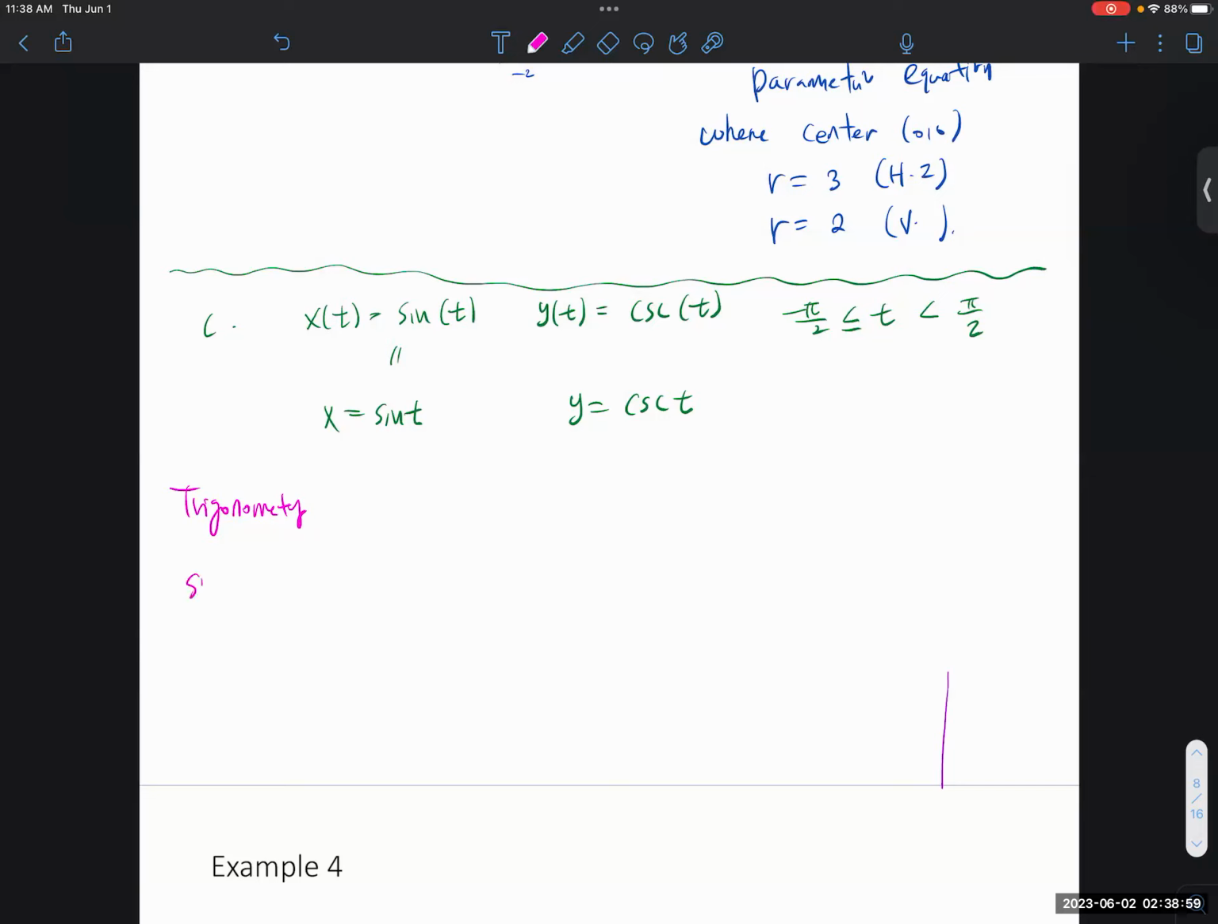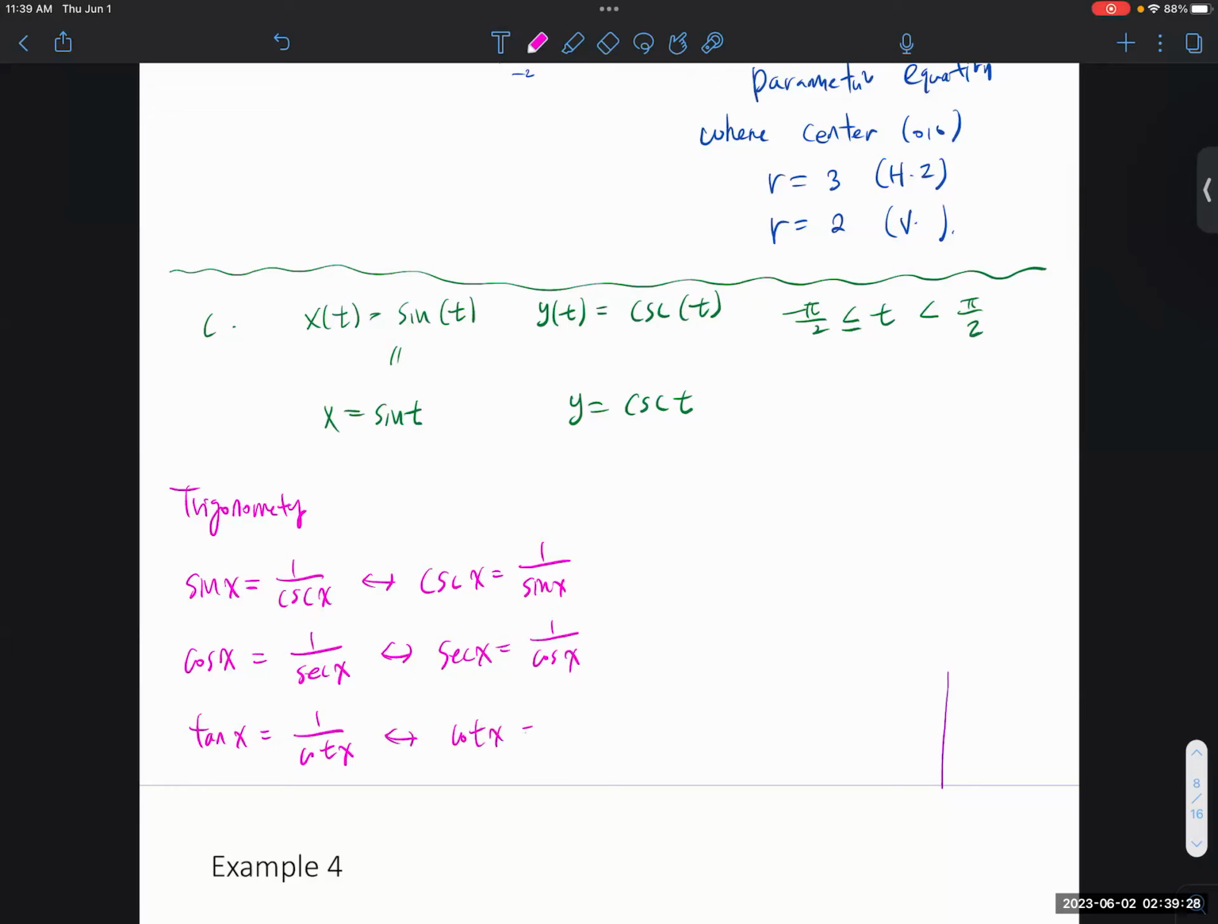Sine function is 1 over cosecant. And then reciprocal cosine is 1 over secant. Tangent x is 1 over cotangent. Same thing, cosecant is 1 over sine. These are all six trigonometric functions you already learned. Secant x is 1 over cosine x. Cotangent x is 1 over tangent x. So this is what you already learned.